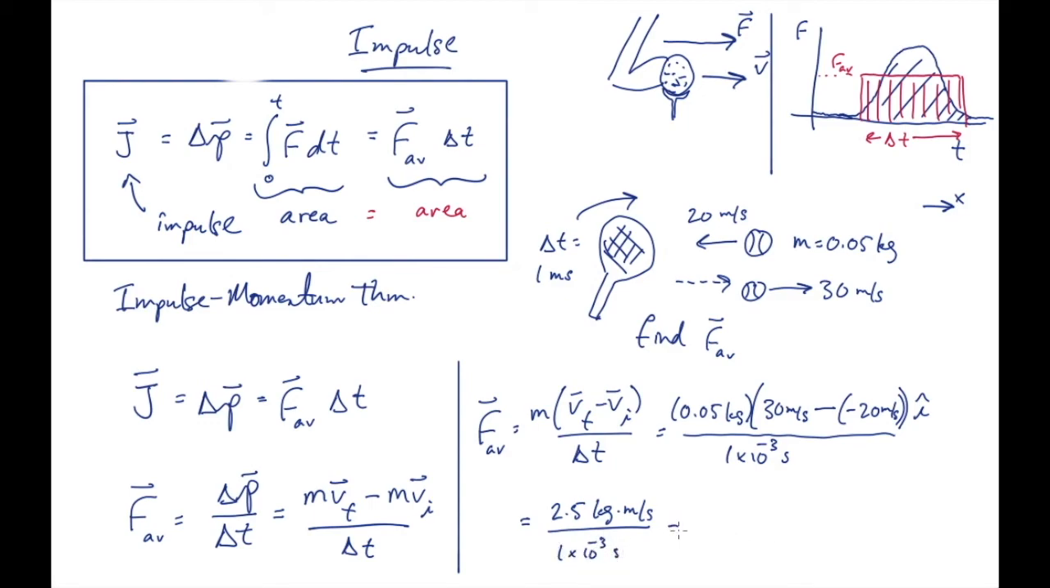So we end up with 2.5 times 10 to the third kilogram meter per second squared, which is a newton. 2.5 kilonewtons of force, on average, that the racket exerted on the ball to turn its momentum around from going this way to going this way, getting a little longer in the process. All right, so as you're solving problems, watch out for that. Make sure you keep a close eye on directions and the negative signs that can come along with them.